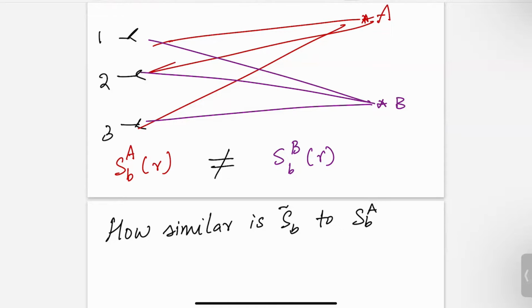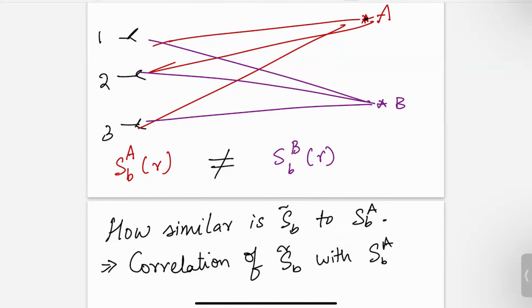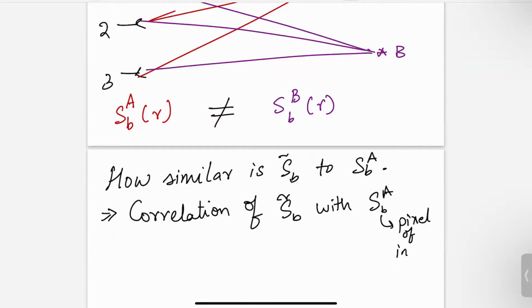So obviously, if you have only a point target, these would be exactly the same, right? Whereas if you have a collection of all of these, how similar is your measured signal to an ideal signal that comes from this point target? So we do a correlation. Correlation of SB tilde with SBA, that is the signal from the pixel of interest.